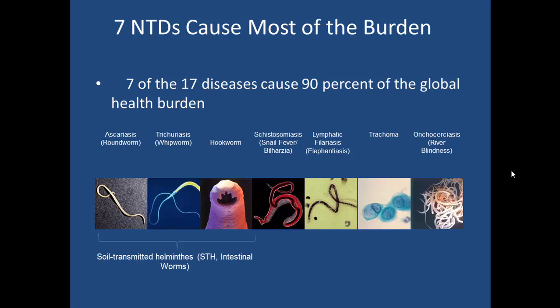The 7 diseases include roundworm or ascariasis, whipworm or trichuriasis, hookworm, schistosomiasis. It's also called snail fever, and in some places in Africa you'll see it as bilharzia. Lymphatic filariasis is also called elephantiasis, and trachoma and onchocerciasis are the 2 blinding diseases. Trachoma is the only bacterial disease in this list. The rest are all helminths. The 3 diseases, the roundworm, whipworm, and hookworm, are all classified as soil-transmitted helminths, and you'll see me saying STH as another way of saying that.